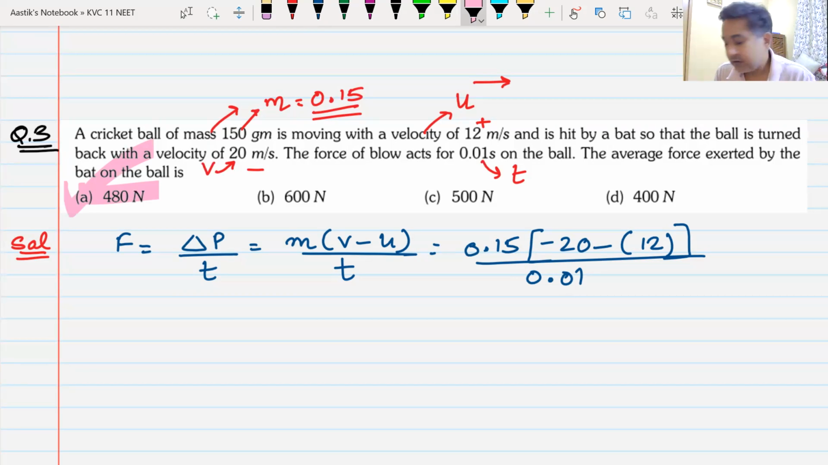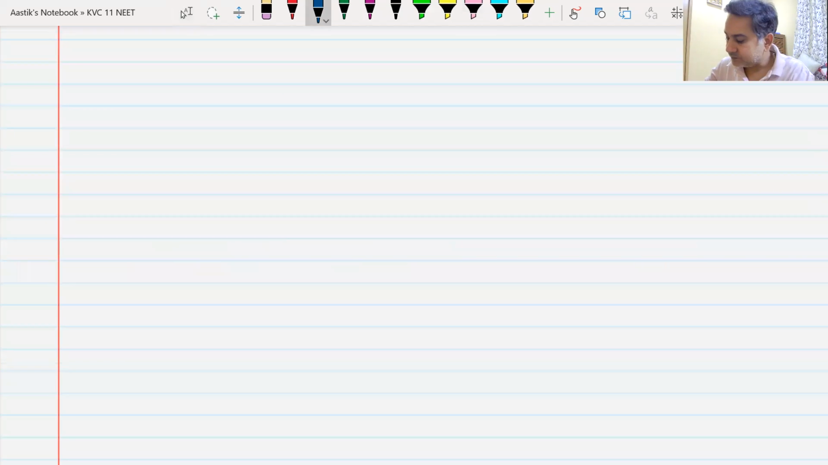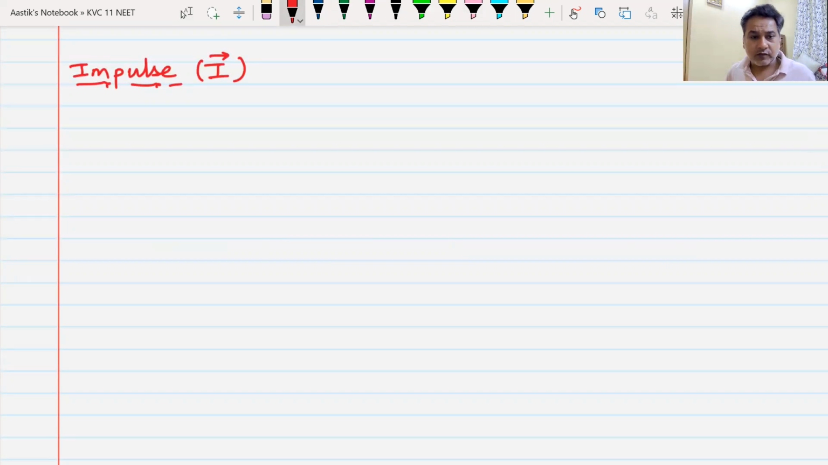Okay. Since we are talking about force, time, and momentum, this is the time when I can also cover these questions, because these questions come in NEET anyways. Impulse. So that is the next heading for today, impulse. We denote this impulse by the letter I. What do you mean by impulse?